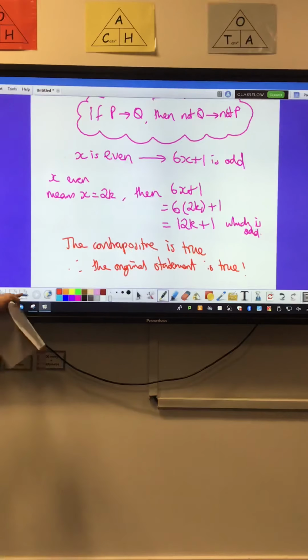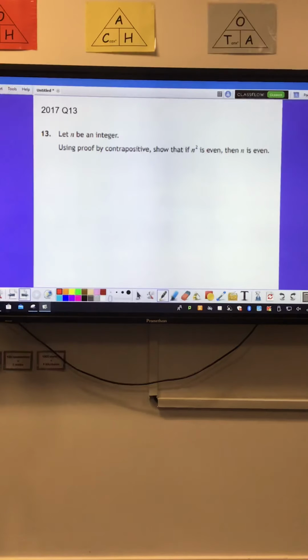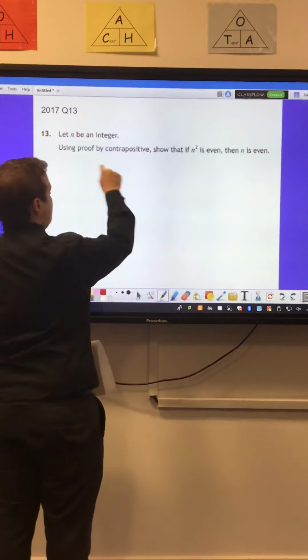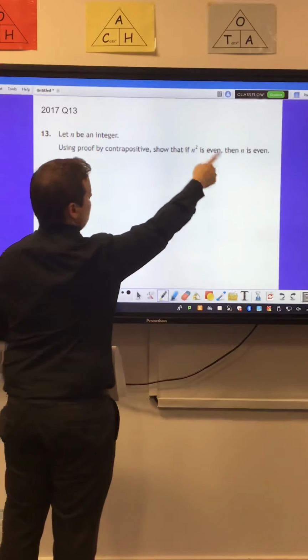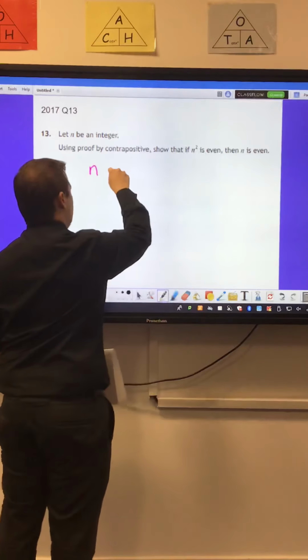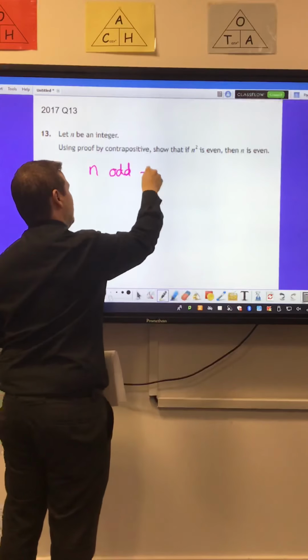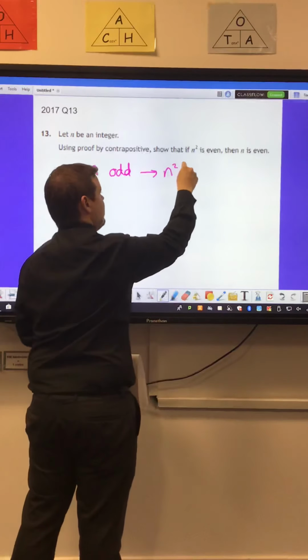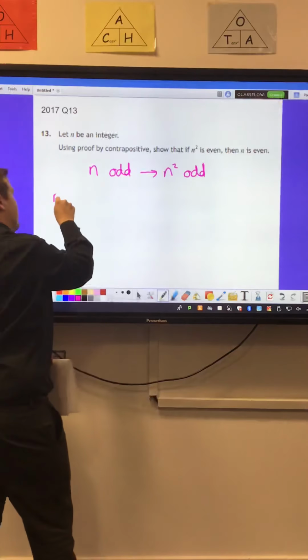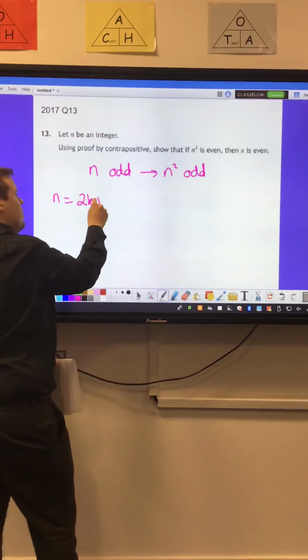Okay. Second last question, 2017, let n be an integer using proof by contrapositive. Show that if n squared is even, then n is even. Okay, so my contrapositive is going to be that I want to basically reverse them and say not. So n is not even, which means n is odd, implies that n squared is not even, which means n squared is odd. So if n is odd, n can be written as 2k plus 1.